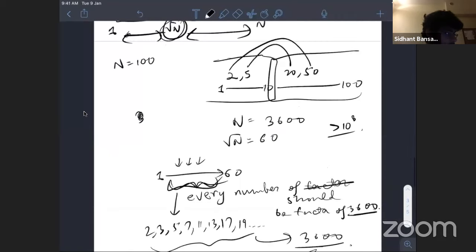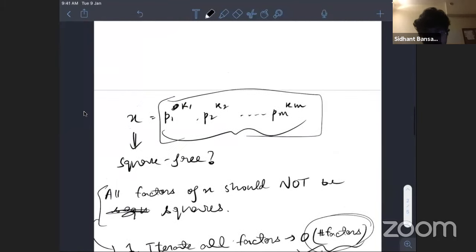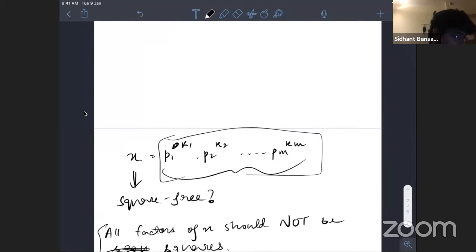Okay, Devansh, we'll come to that later. But how do we calculate the number of factors? Yeah, we'll come to this later.